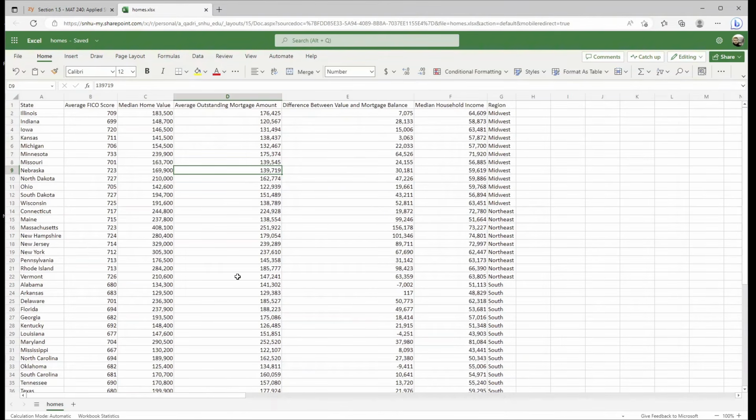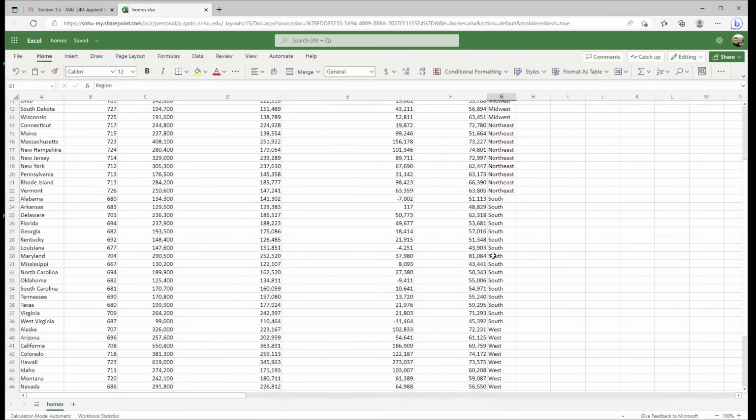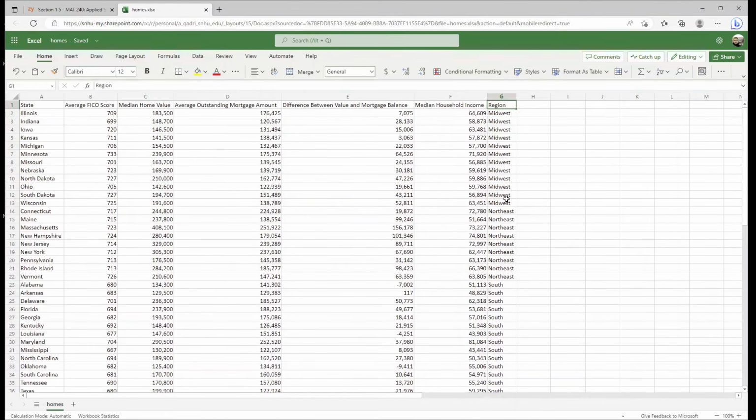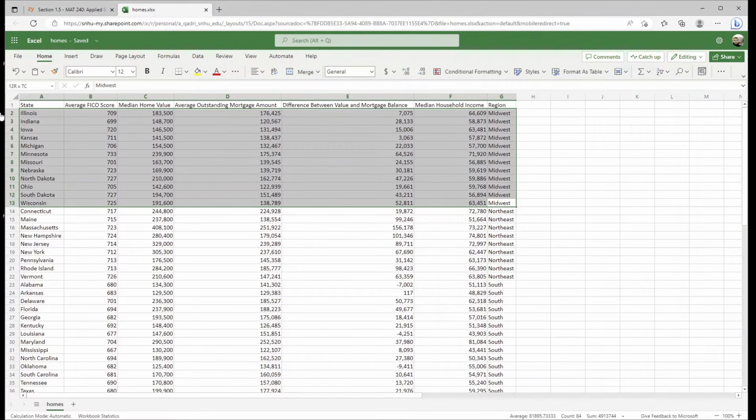So this is the spreadsheet. And first you'll notice that there's a column for region. And so we have regions Midwest, Northeast, South, and West. So we're only looking at the Midwest region. So these are the states that we want to look at. So we want to exclude all of this data when we're calculating the statistic that is required here.